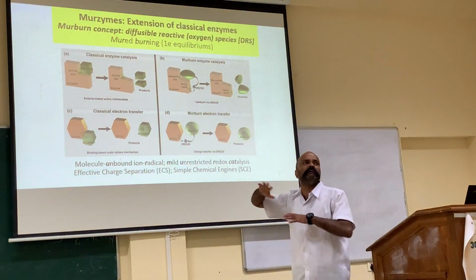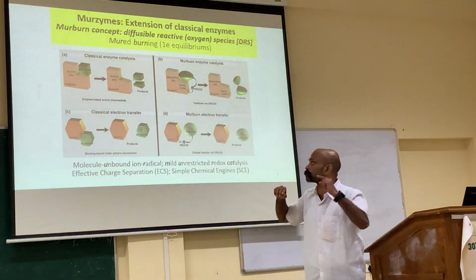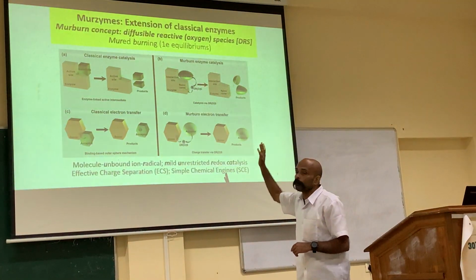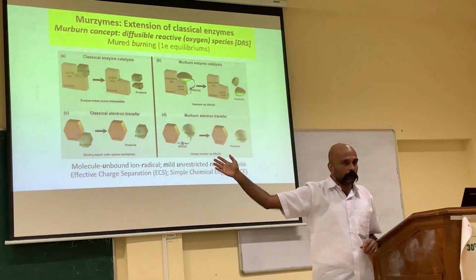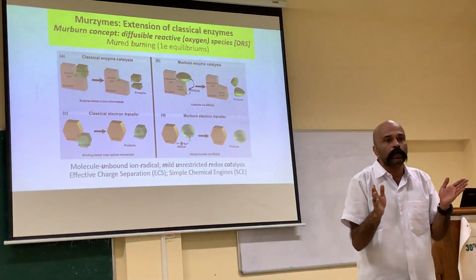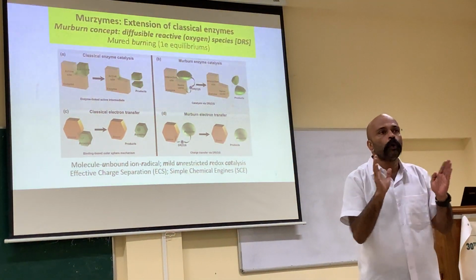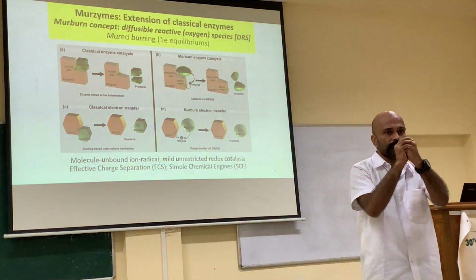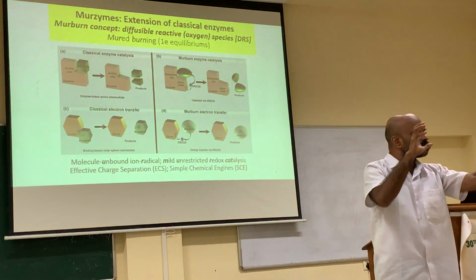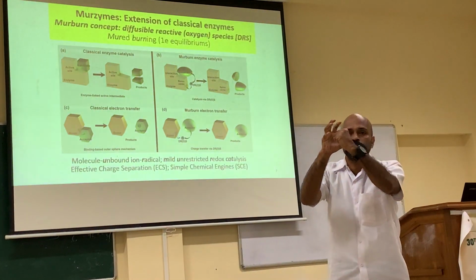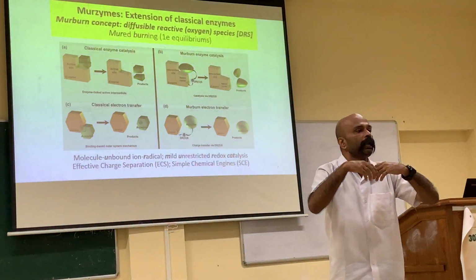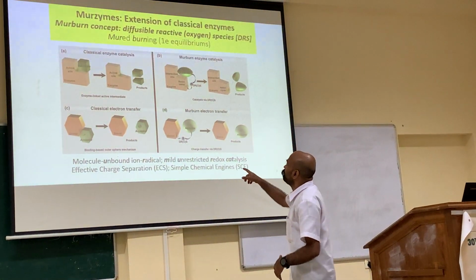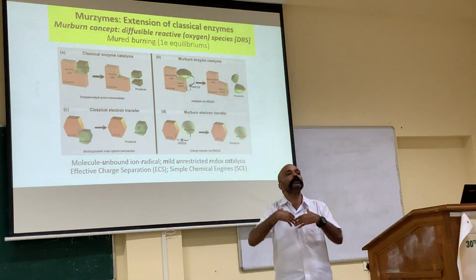And I have shown in great detail, I have analyzed each step. Here what I am introducing is a new concept called murburn concept. This is my baby. Now what I am saying in this is, classical enzymes work with Fischer's lock and key kind of mechanism, right? You have enzyme active site, the substrate binds, and then you have electron transfers or catalysis. Here, what I say is, let's imagine beyond that.